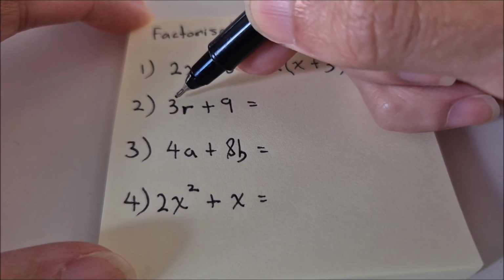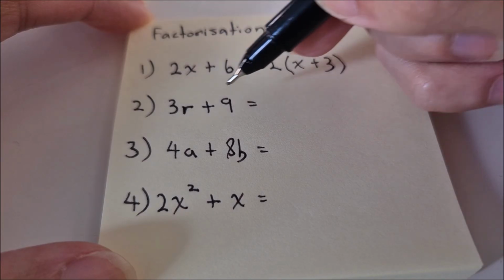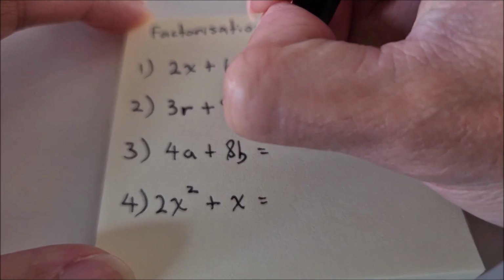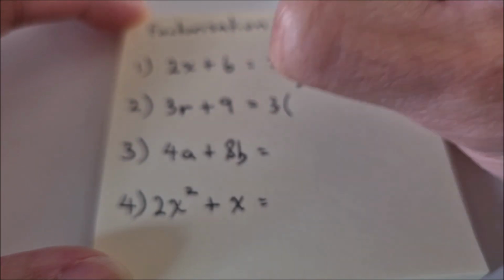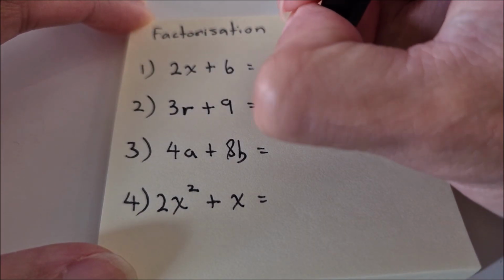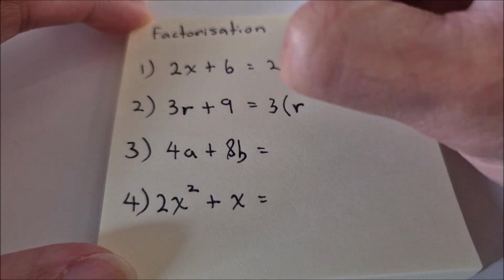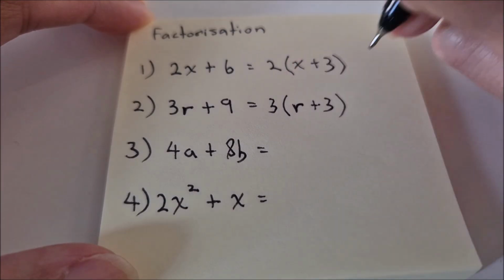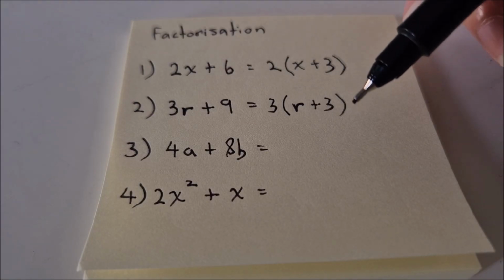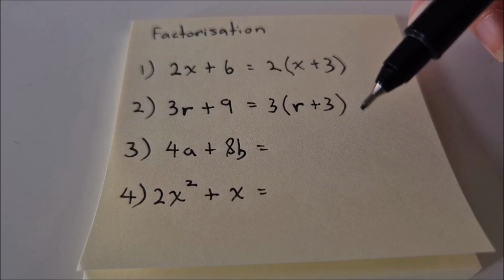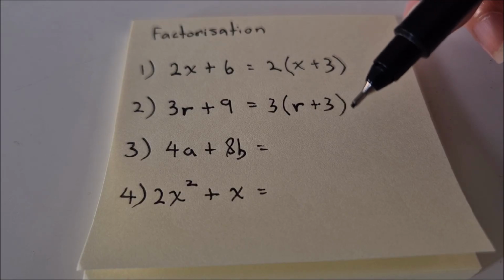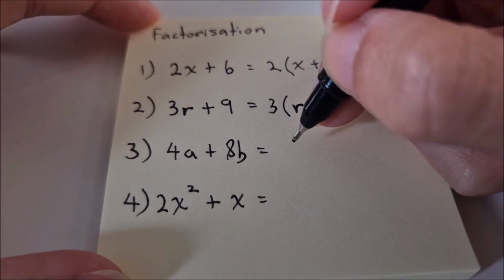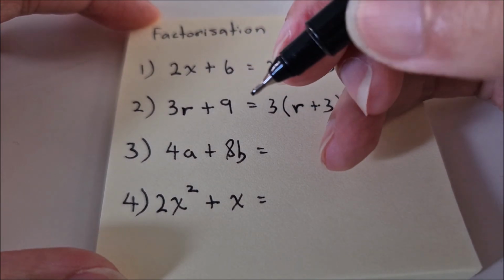3 goes into 3 one time, 3 goes into 9 3 times, right? That means we simply have 3 outside, 1r inside this bracket, and then plus 3. Now the next 2 questions, I deliberately made them more tricky to make us think. And feel free again to try and think about it and answer it before I do.